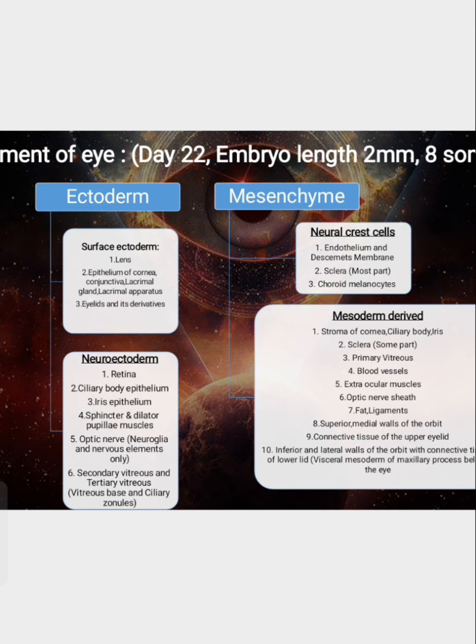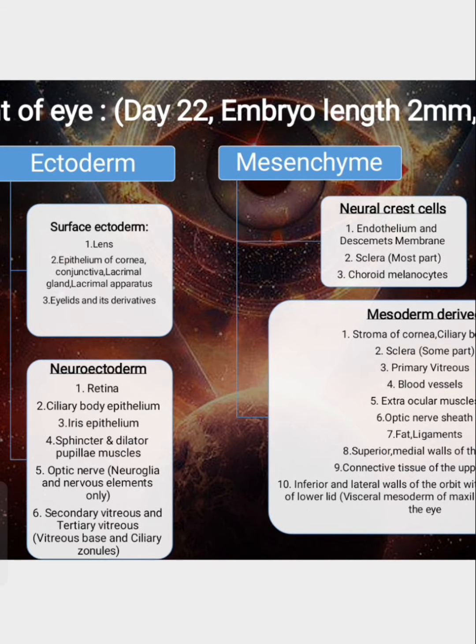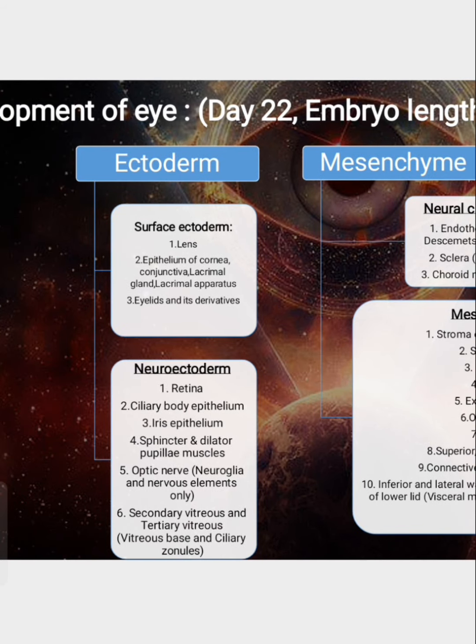The eye is derived from two main germ layers, ectoderm and mesoderm. So ectoderm is divided into two parts, surface ectoderm and neuroectoderm, and the mesenchyme is derived from neural crest cells or mesoderm. Ectoderm is divided into two parts as I have mentioned, surface ectoderm and neuroectoderm.